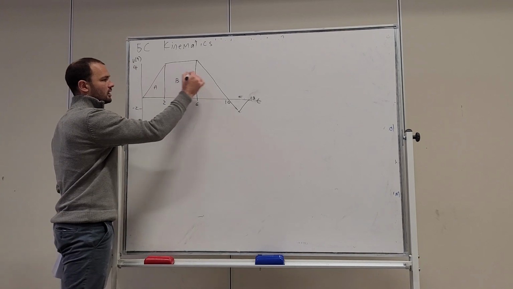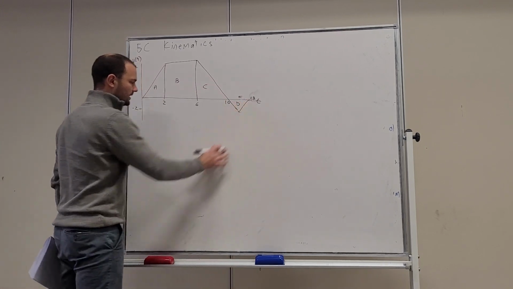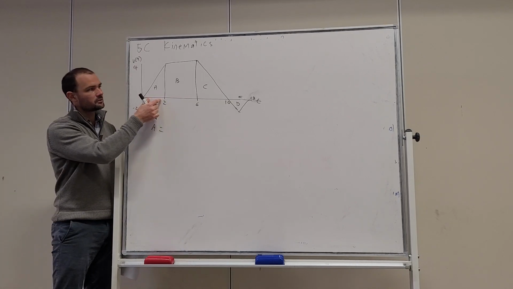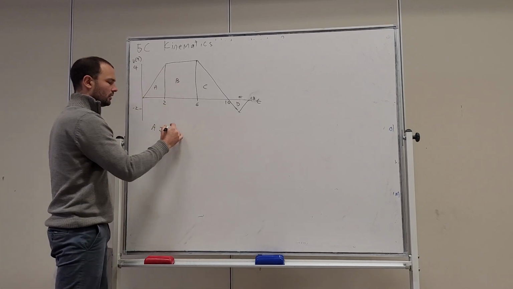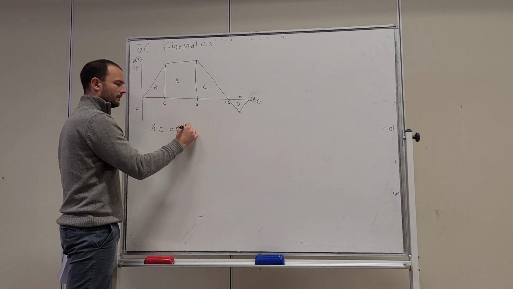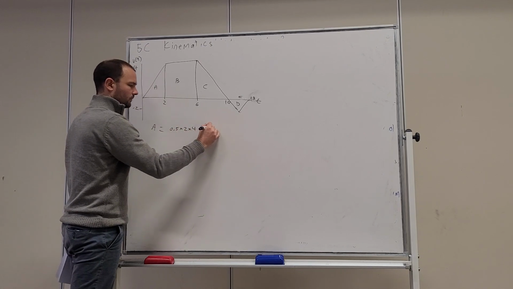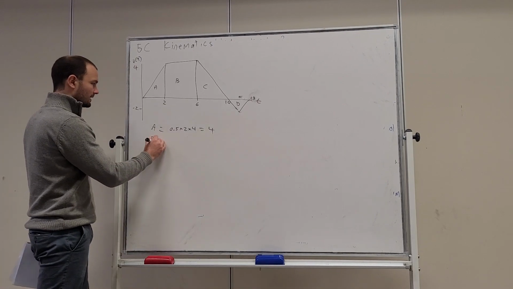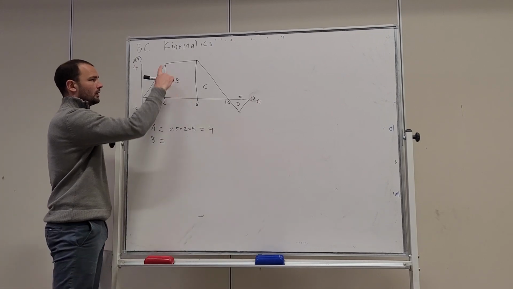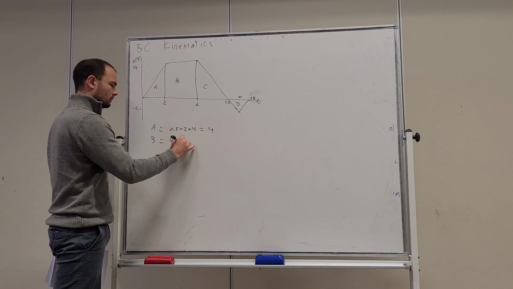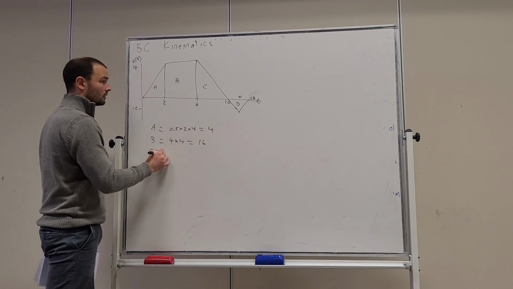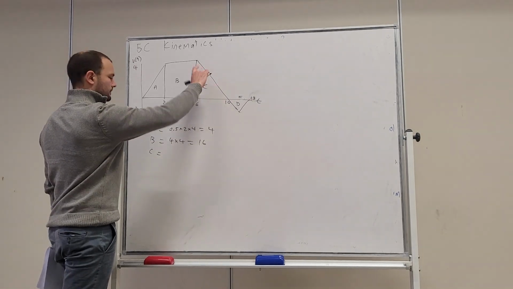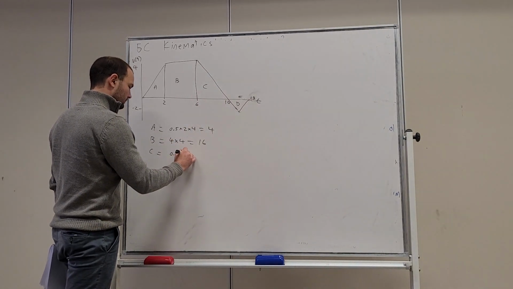We've got shape A, shape B, shape C, and shape D. So A is a triangle. It has a base of 2 and a height of 4. So its area is going to be 0.5 times 2 times 4, which is 4. B is a rectangle. It has a base of 4 and a height of 4. I'll keep going. C is 0.5 times 4 times 4.